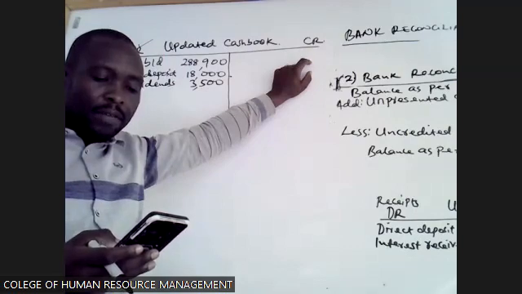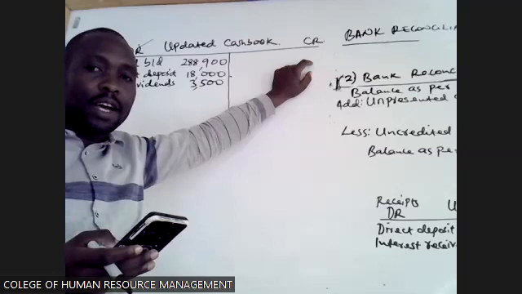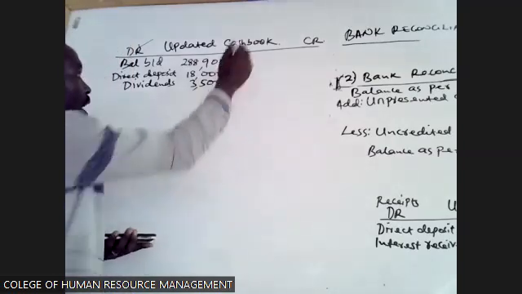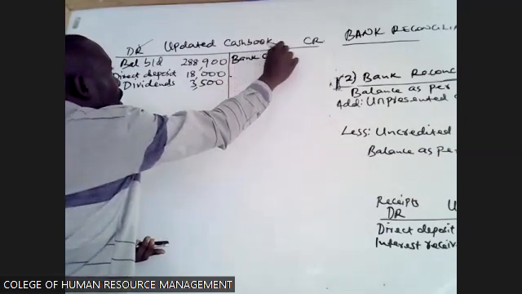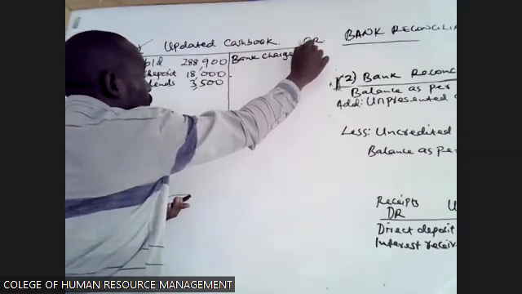What about the next figure? 12,200 for bank charges. Do we have it on the credit of the cash book? No. If it is not there, we put it. It is supposed to be there. And the figure is 12,200.